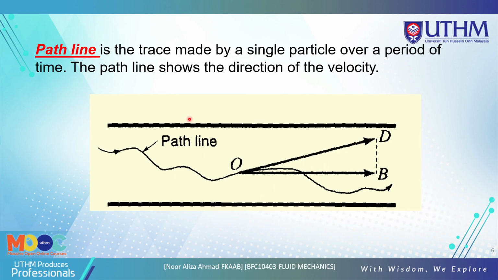Okay, the path line is the trace made by a single particle. So this is the path line here. Okay, by a single particle over a period of time. So the path line shows the direction of the velocity.